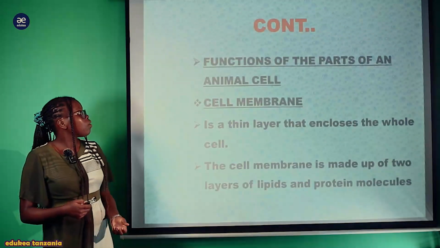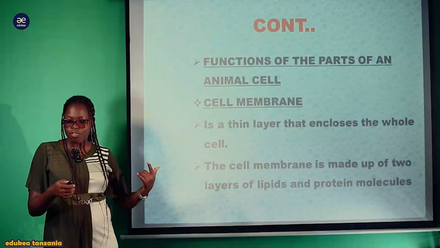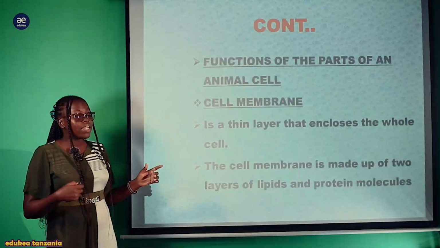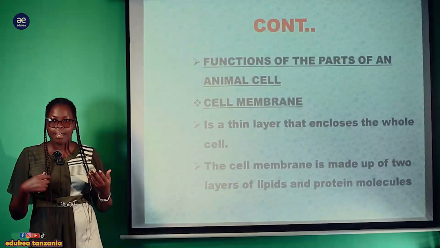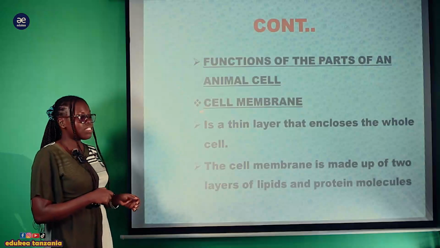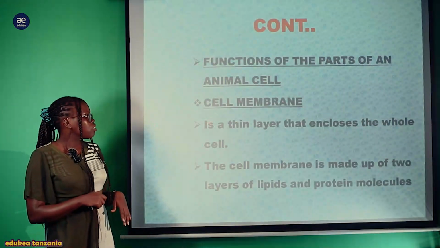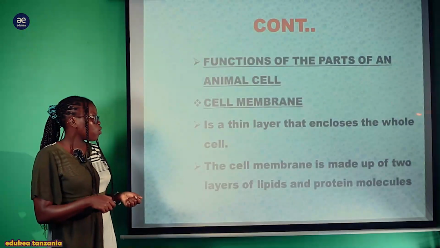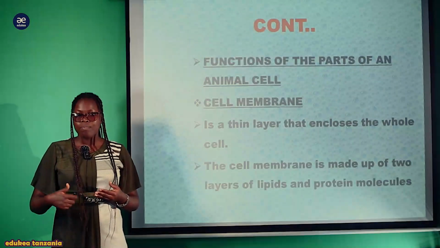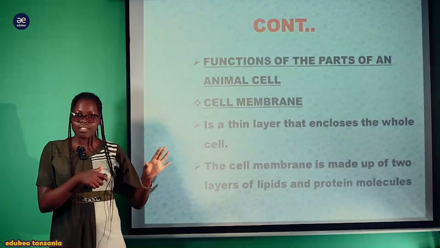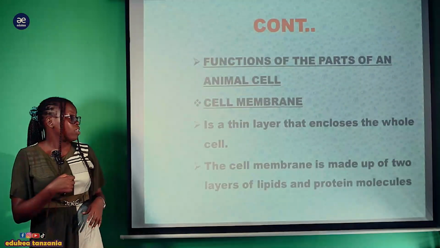Now, let us see the function of the parts of the animal cell. Here we consider the components we have already discussed and how they function. How they work in the animal cell. Now, starting with the membrane, that was the orange colored. It is a thin layer that encloses the whole cell. It is thin, and it is permeable for some substances which are necessary to pass through and impermeable for other substances. It is a permeable layer that encloses the whole cell.